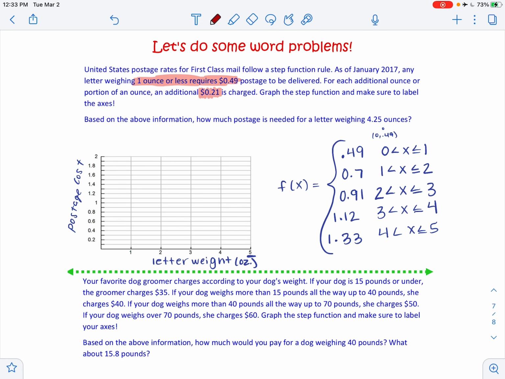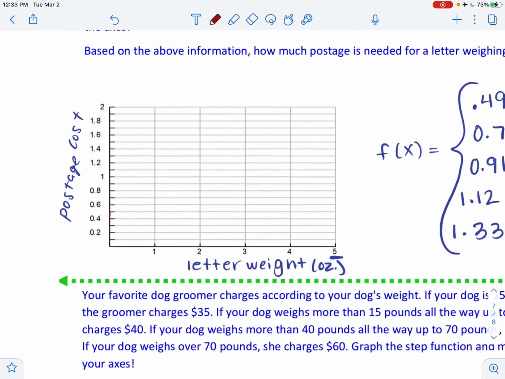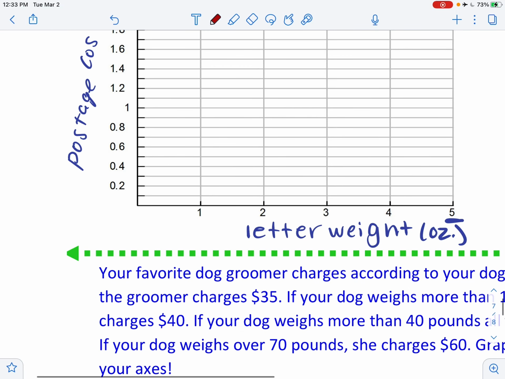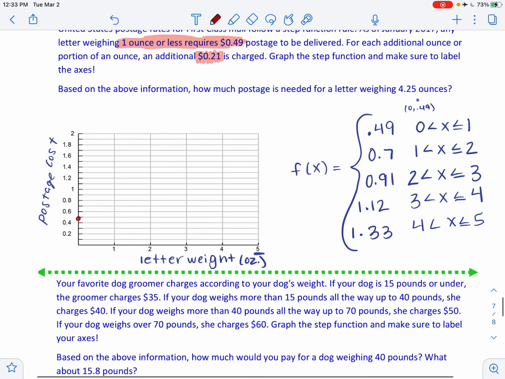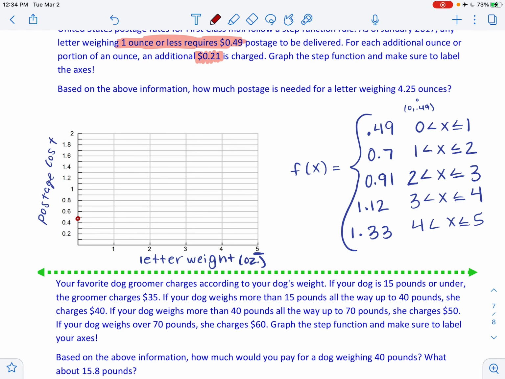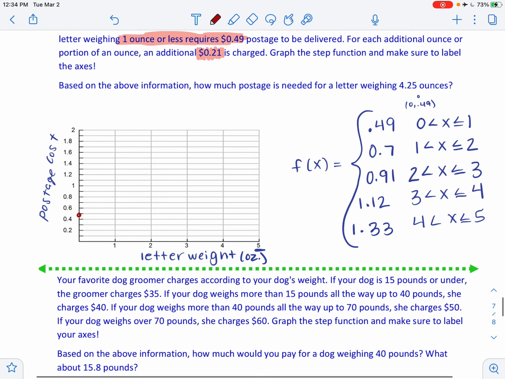I'm going to start with the point 0.49 with an open circle. I'm going to zoom in here so I can do the best I can to get 0.49. Again, on your paper, it is pretty small, so just do your best at roughly sketching where it should be. And that is from 0 up to 1 for x. So I'm going up to 1, 0.49 to draw the first step. All right, so that's the first one.